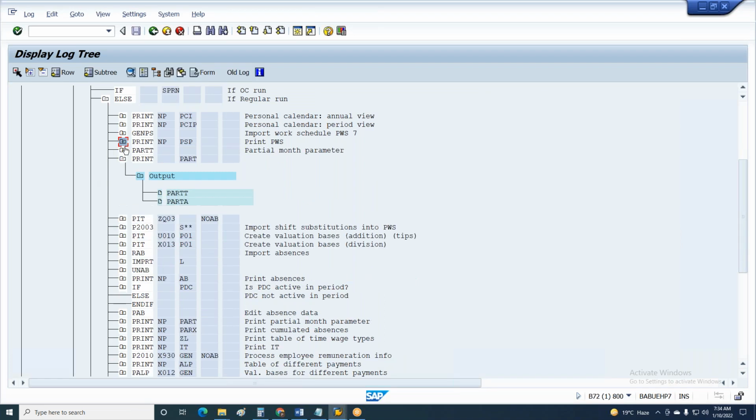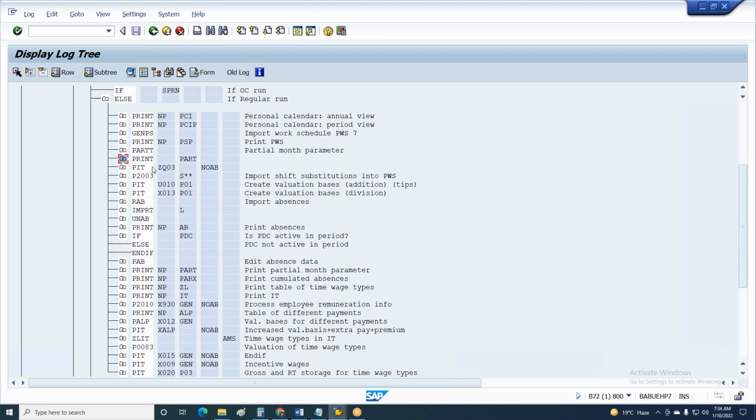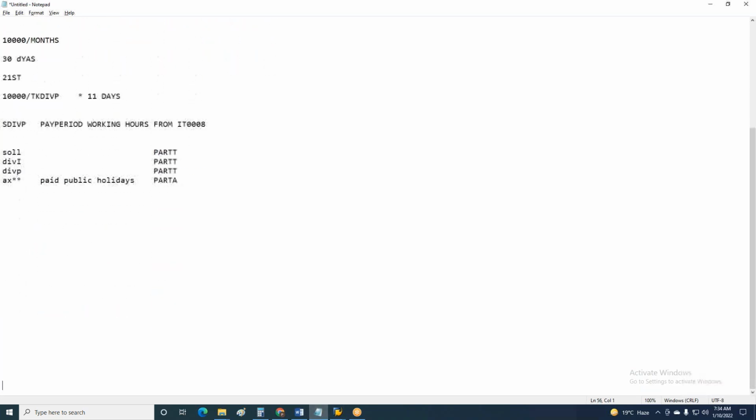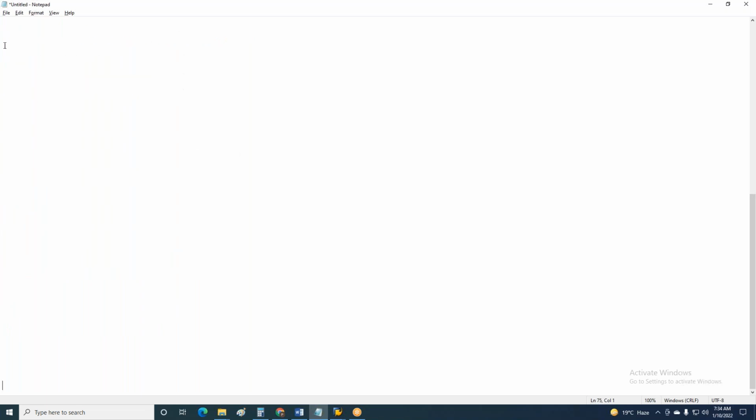So that's all about parameters. Okay, parameters. Now we have parameters. Can we calculate the rates? Yes or no? Yes, sir. How do we use DIVI and DIVP for the calculation of the rates? Basic pay, hourly rate.